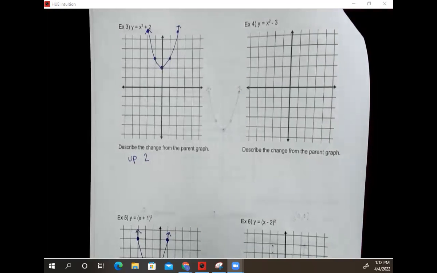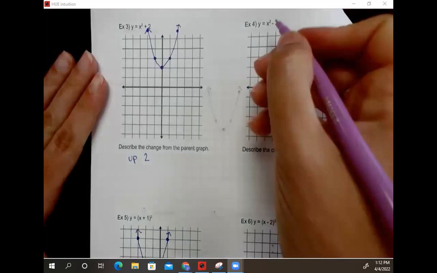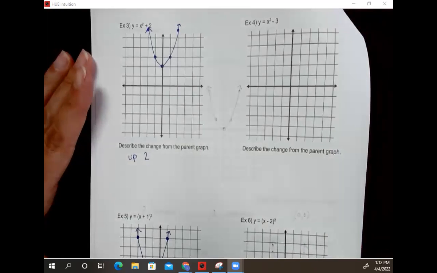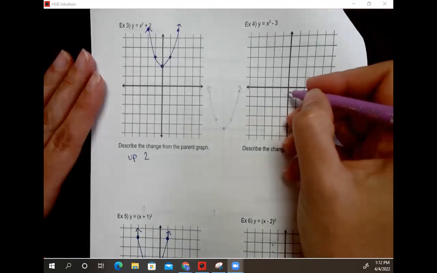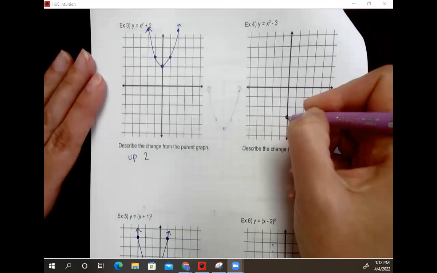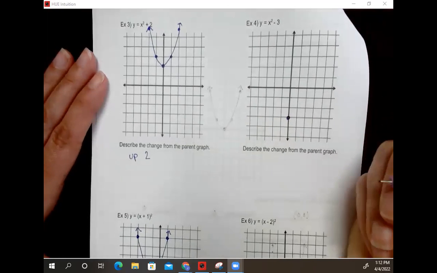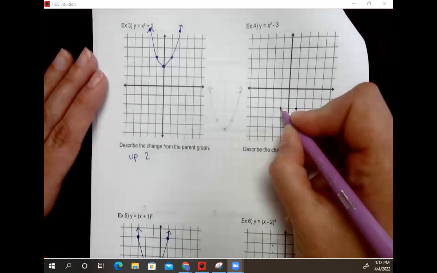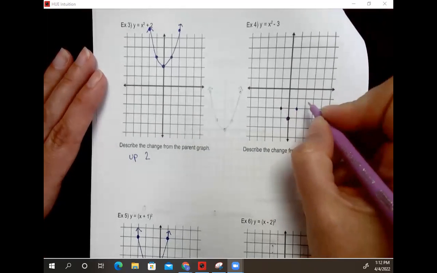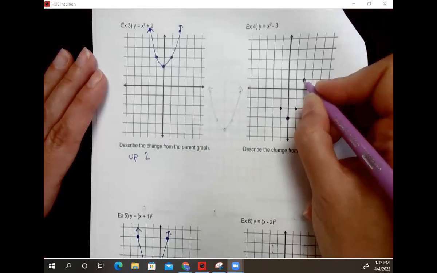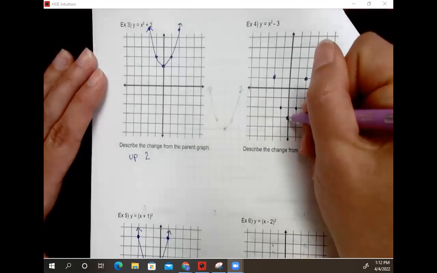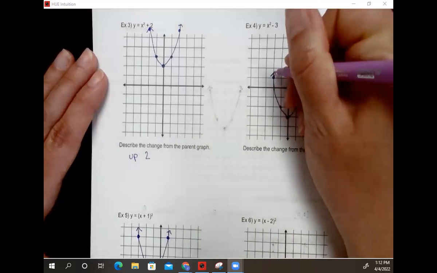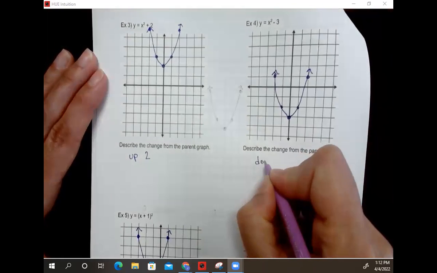Okay, let's take a look at these. For example 4, I've got -3 at the end. We said that should shift everything down 3. I'm going to move my vertex 1, 2, 3 spots down. And then nothing else about this should change. It has the same shape. So out 1, up 1 on either side, and then out 2, up 1, 2, 3, 4. There's our parabola. So we went down 3.